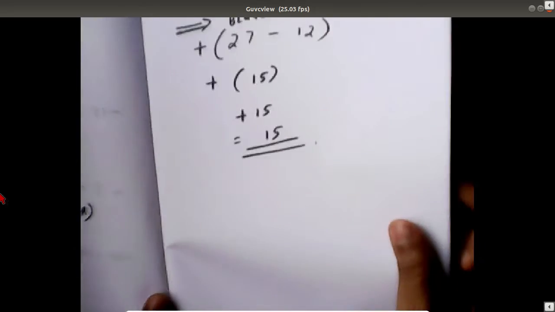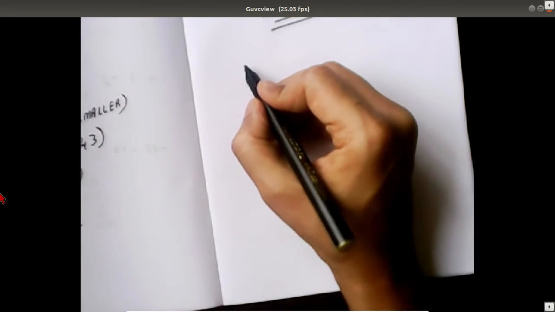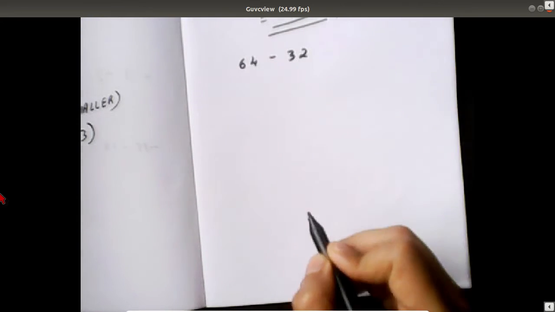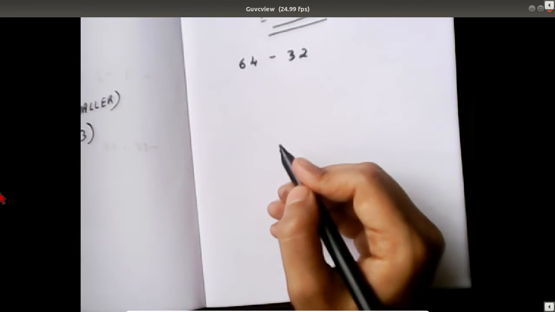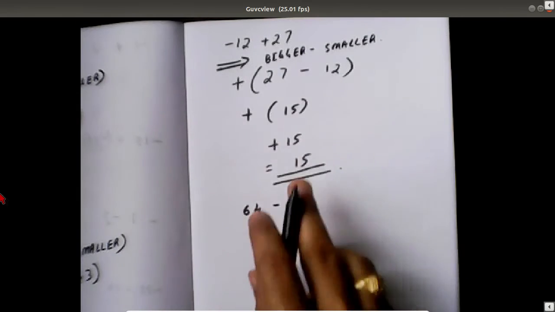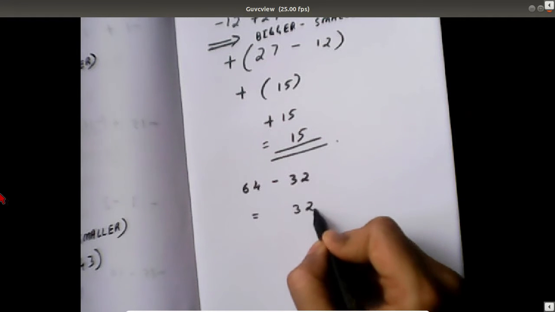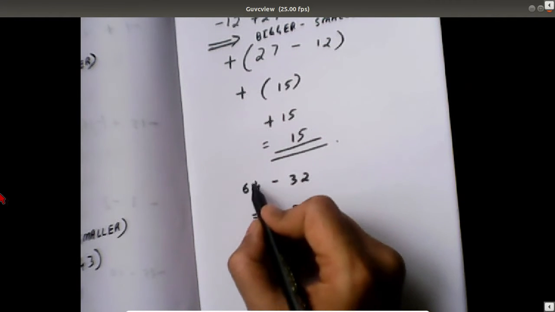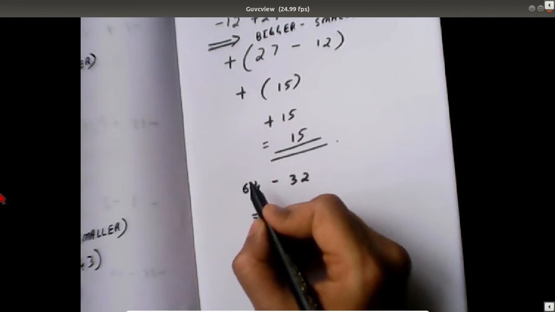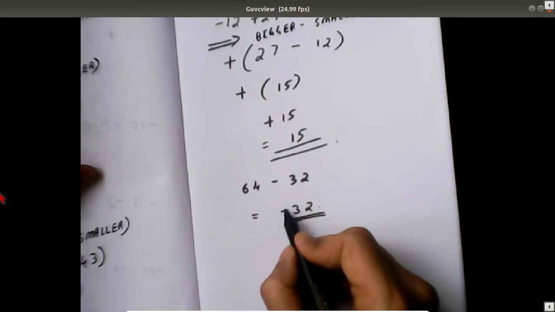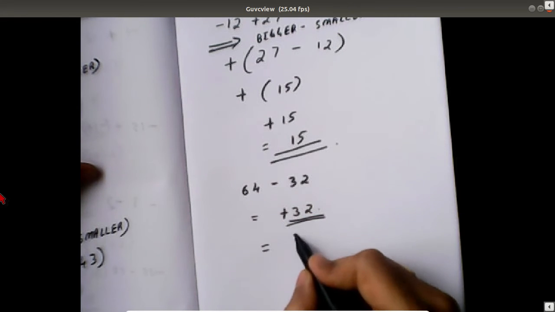Let's look at one more example. If you have something like this, 64 minus 32, right? This is just a regular subtraction. So even if you take this bigger minus smaller, the answer will anyway be just 32. And what is the sign? You need to use the sign of 64. And 64 does not have a plus symbol before it, but it does not have a minus as well. If there is no symbol, that means it is a plus. So the answer is plus 32, and you can also write this as 32.